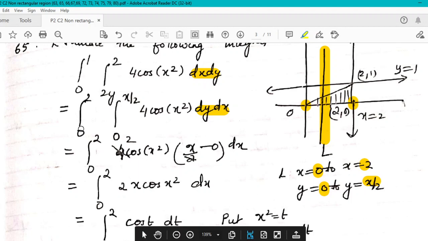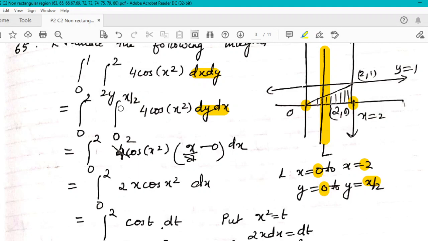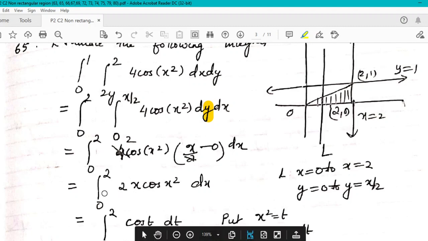Now we'll be substituting it, so we will be getting the double integral. The limit of x is from 0 to 2, and the limit of y is from 0 to x by 2, of 4 cos x square. First, we have to integrate with respect to y. Here 4 cos x square is a constant, and the integral of dy is y. Putting the upper limit minus the lower limit, we get the integral from 0 to 2 of 2x cos x square dx.